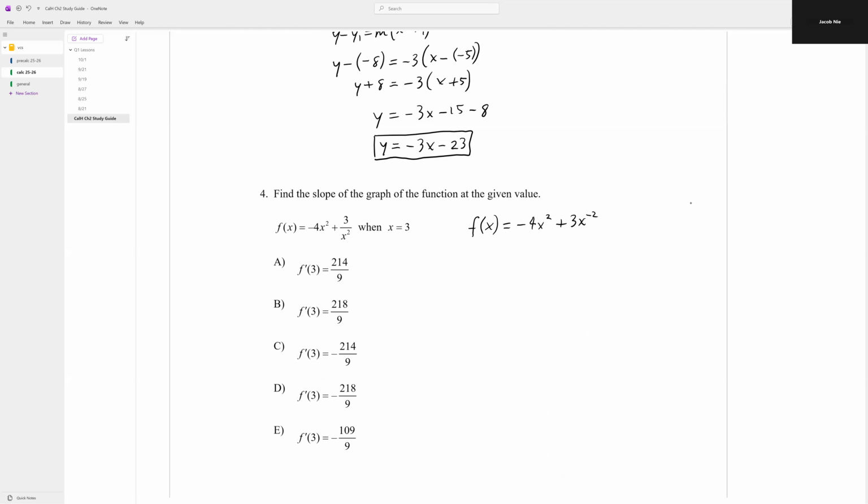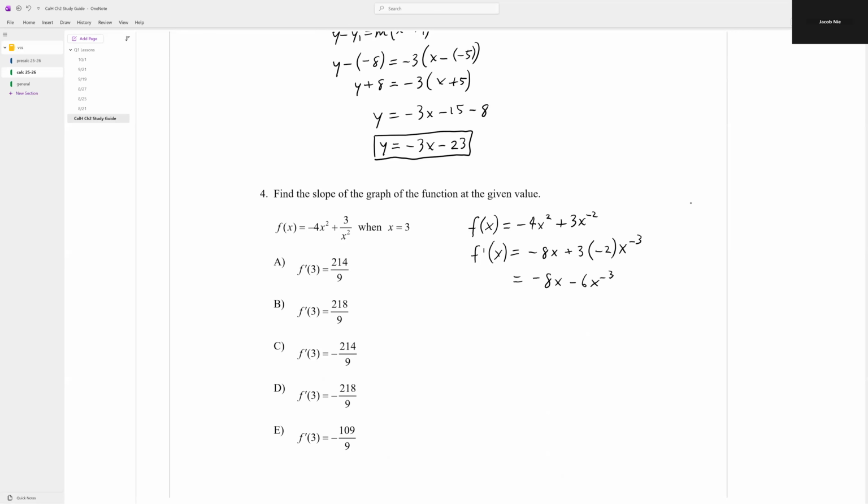So that'll greatly simplify my derivative. And then I can calculate the derivative using power rule, and that'll give me -8x plus 3 times -2 x to the power of -3, right? The -2 comes to the front, and I reduce the power by 1. The -2 becomes -3. In other words, that's -8x minus 6 times x to the -3.